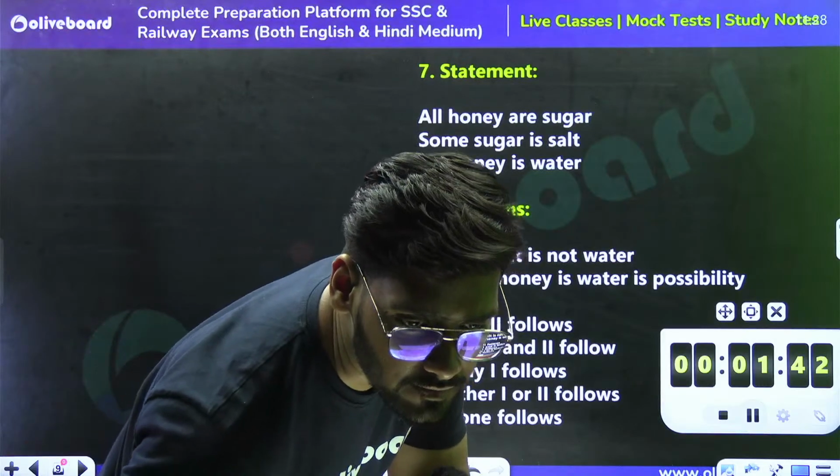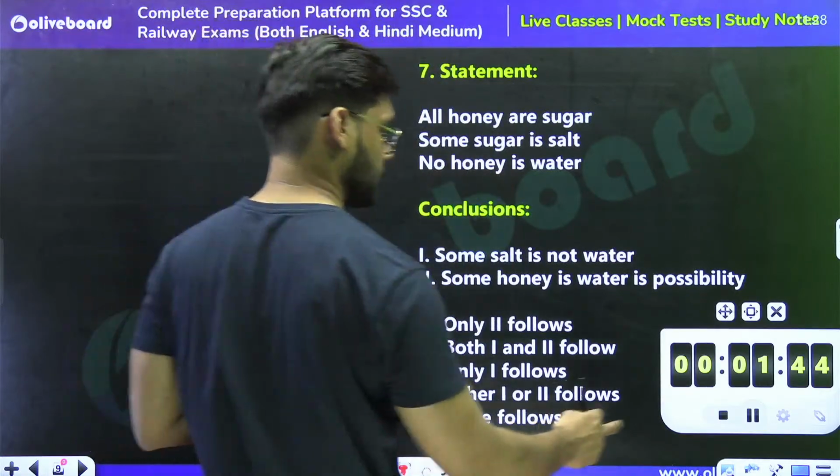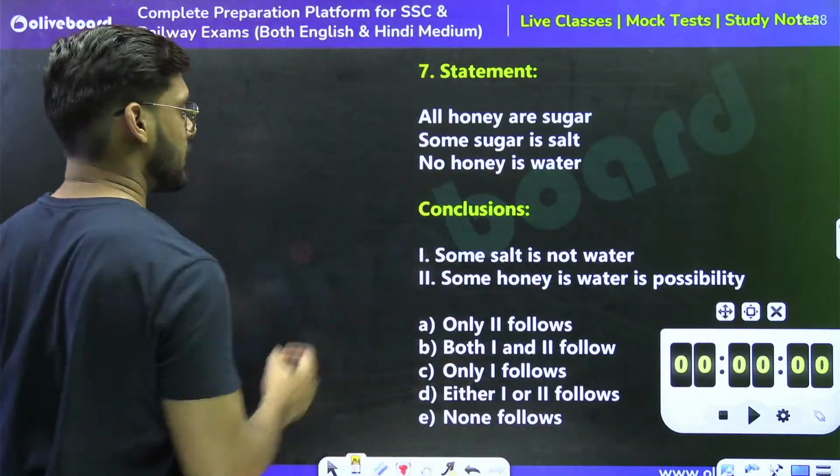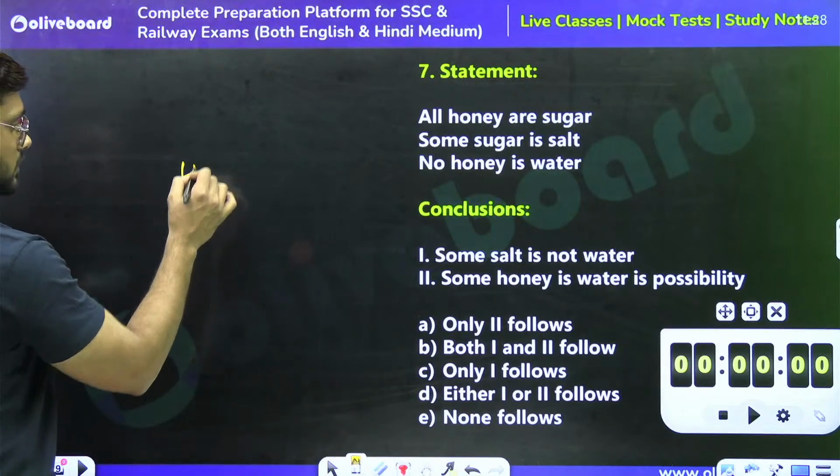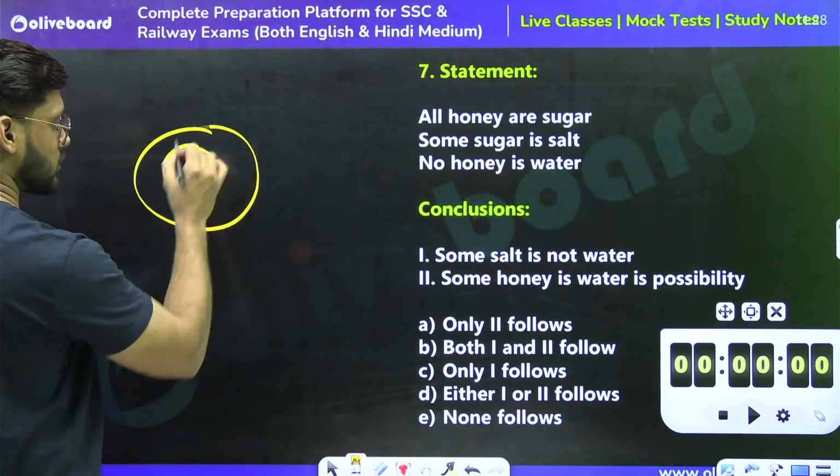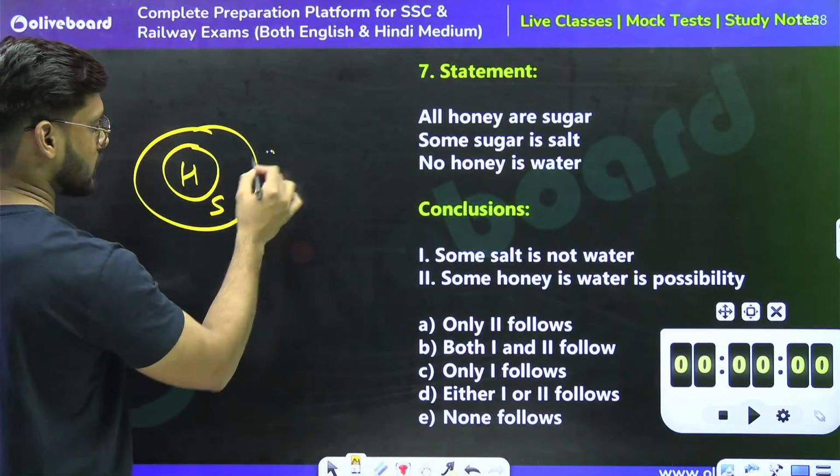Okay, C. Let's see if C is the right answer. All honey are sugar. Some sugar is salt.